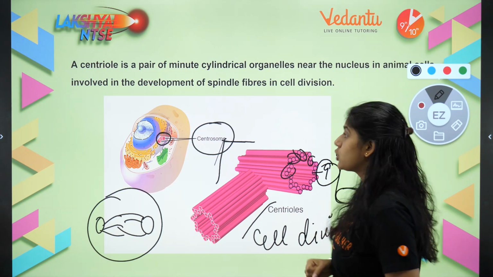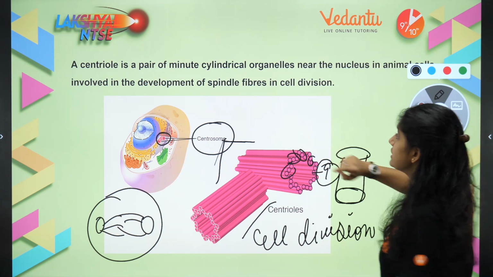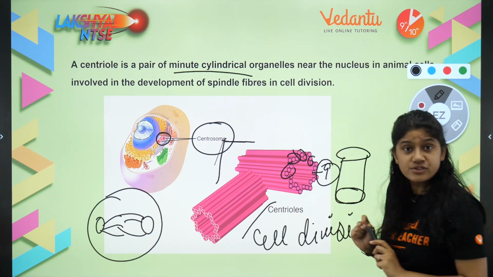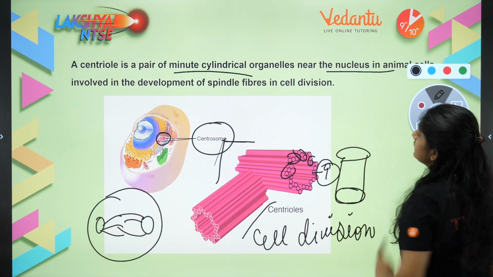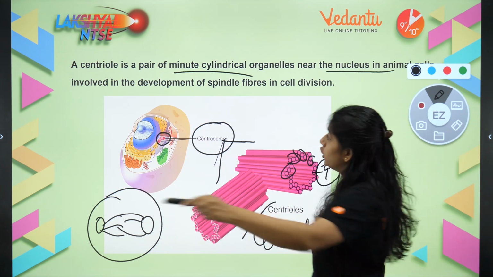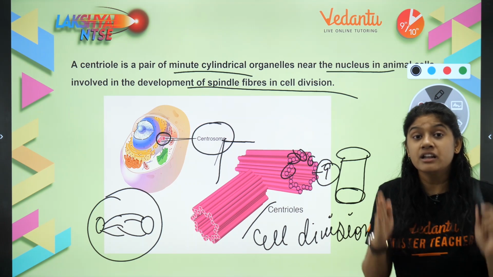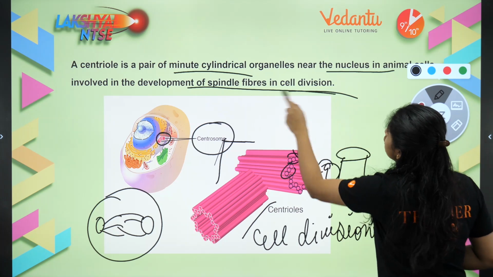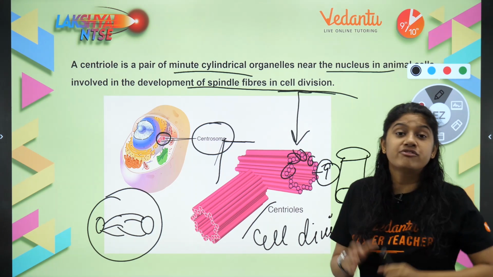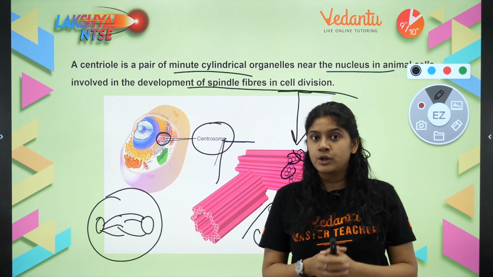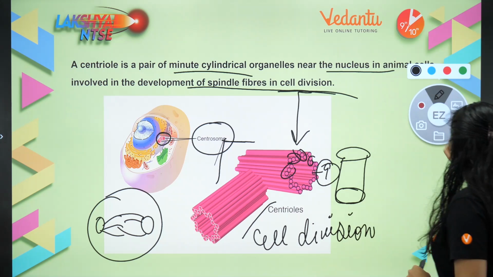Clear, everyone? So, what is a centriole? A centriole is a pair of minute cylindrical organelles near the nucleus in animal cells involved in the development of the spindle fiber in cell division. So, during cell division, the centriole plays a very important role. So, remember this. Now, let's see the answer.